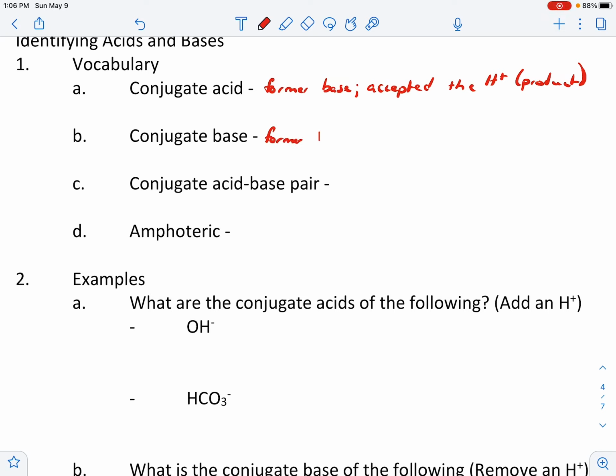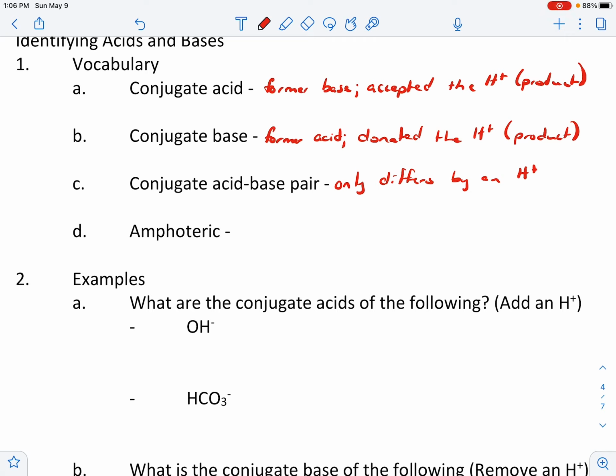And then here's our key. A conjugate acid base pair is one that only differs by an H plus. So we're talking about it only being different by an H plus, and we'll kind of see how that works down below. We're just trying to get some vocab out of the way here. Then we have this fun word called amphoteric. Amphoteric, just like our prefix on an amphibian that can live on either land or water, right?